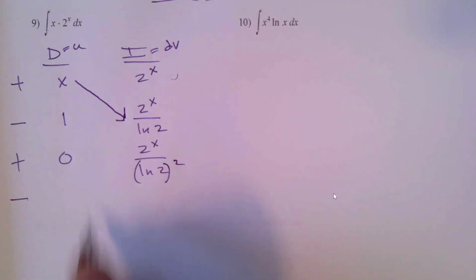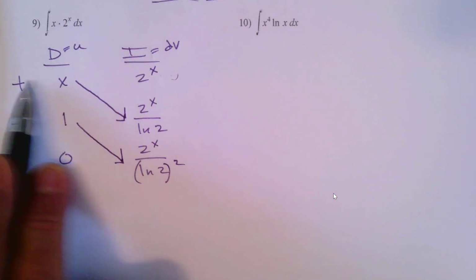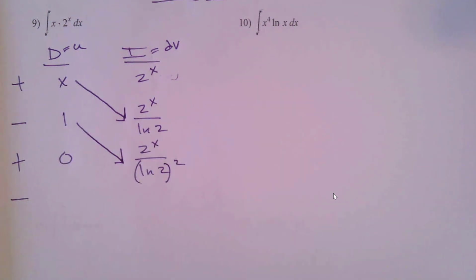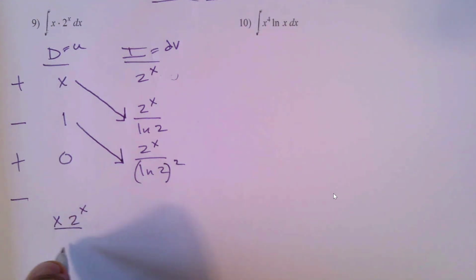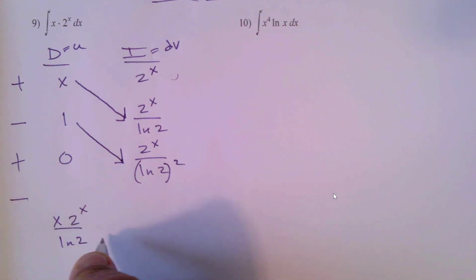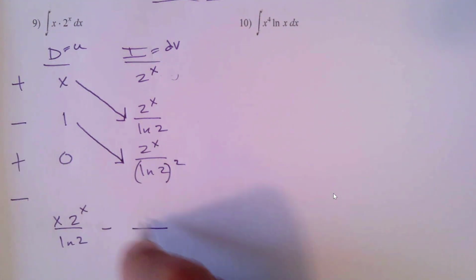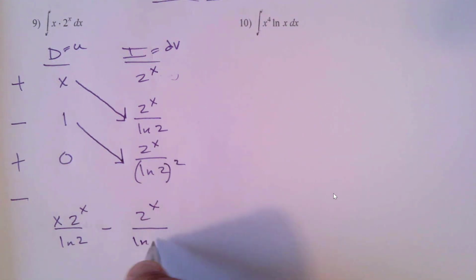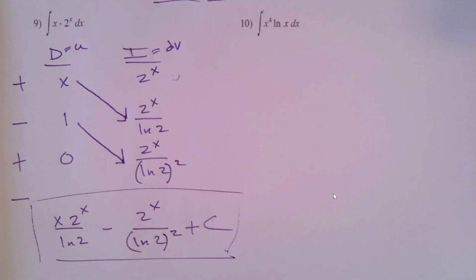Since we have a 0, we can just take the parts that we get from the diagonals here. And those are going to get our two terms. So the first term is a positive x times 2 to the x over natural log of 2. So we got x times 2 to the x over natural log of 2. And then here we got a negative 1 times this, which is going to be negative 2 to the x over natural log of 2 squared. And then always don't forget the plus c, because these are indefinite integrals. And there we go, we've got our answer.